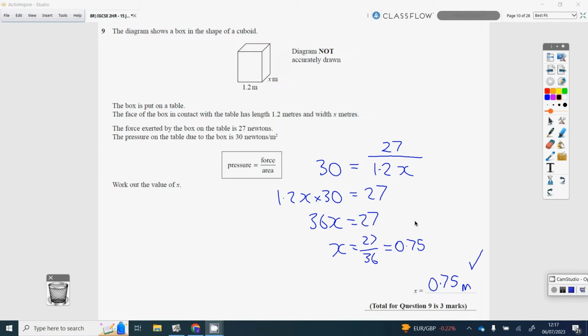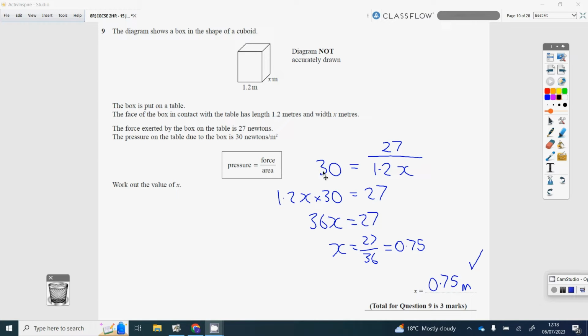Question 9. Now we're told that pressure equals force over area, and the area is the area that's coming into contact with the ground, the table. Okay, so the area of the base of this cuboid is 1.2 times x. So pressure equals force over area. Well, we're told the pressure is 30. We're told the force is 27. And the area is 1.2 times x, so that's 1.2x.